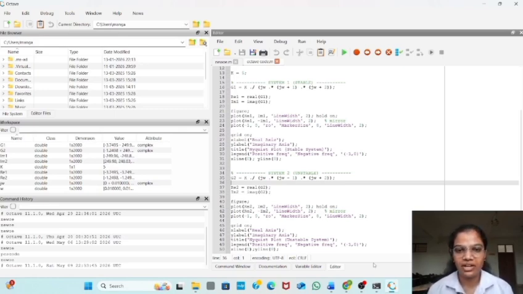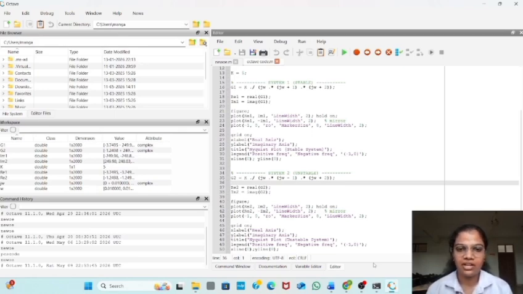Next is plot -1, 0, 'ro', mark size 8, line width 2. This command marks the critical value -1 to 0 using a red circle. The stability of the system is determined based on the encirclement of the point.